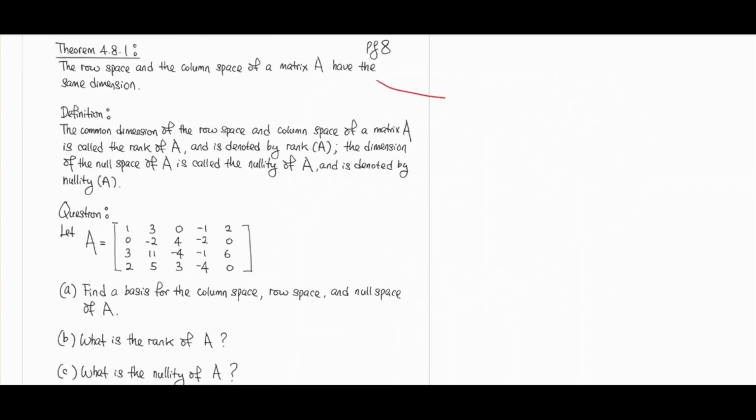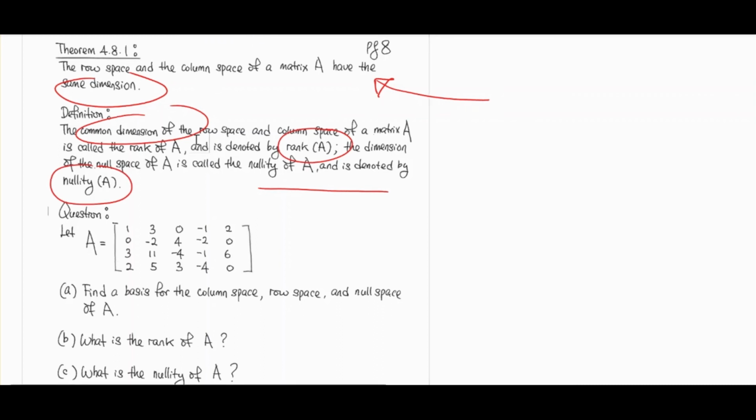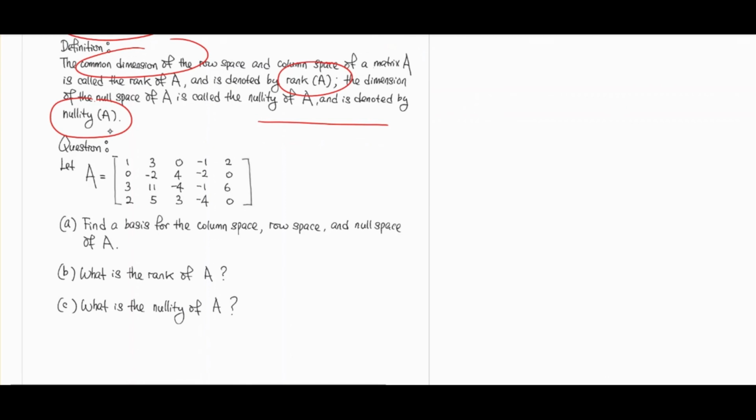All right, so everything that we discussed before can be summarized in this theorem. It says the row space and the column space of a matrix A have the same dimensions, and that common dimension is known as the rank of A, and that's the notation. And if you recall, the dimension of the null space of A is known as the nullity of A. Okay, so now let's look at this particular question here. We have this matrix from before, but it is a good time for you to review all the things that we have just learned, and let's see what answer you will get for these particular questions here.